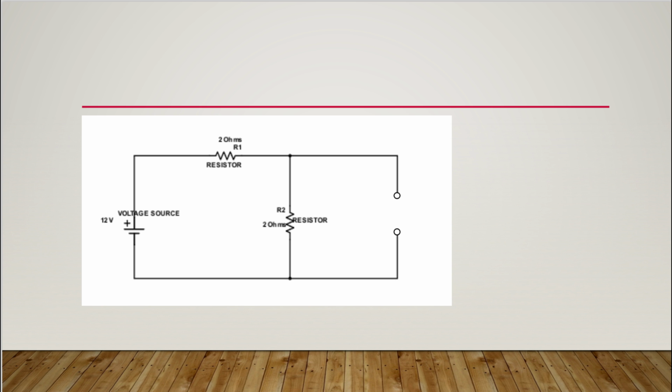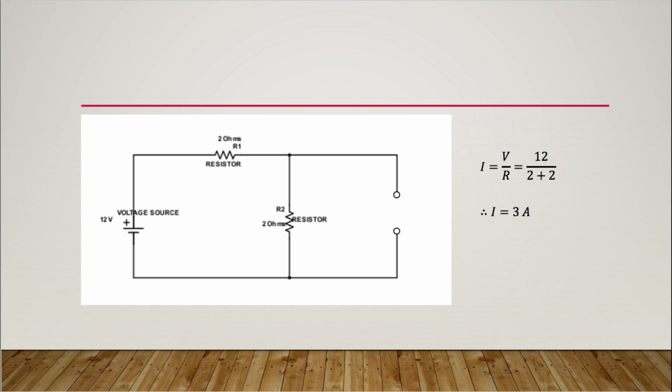First, we'll remove the current source, replacing it with an open circuit. Now, as we are left with a voltage source and 2 resistors in series, we can simply use Ohm's law to calculate the current through R2 to be 3 amps.